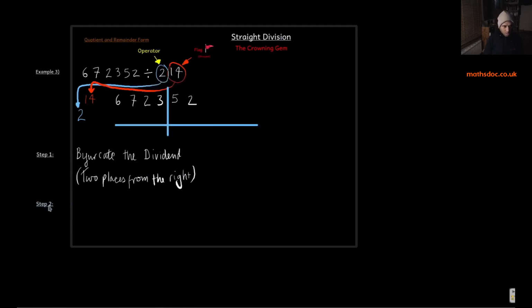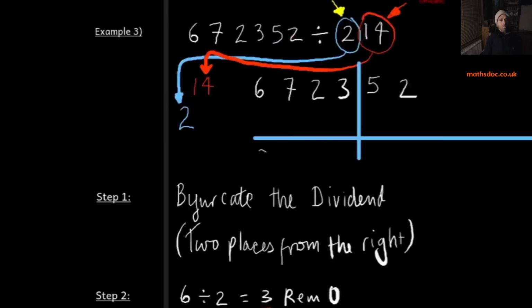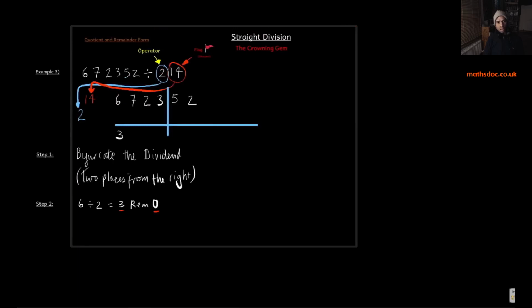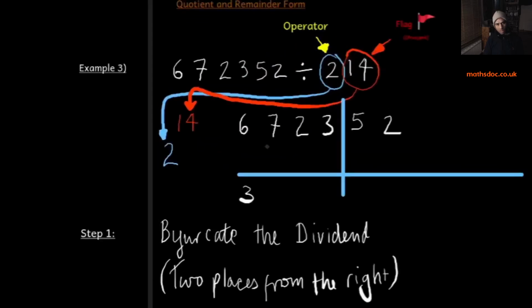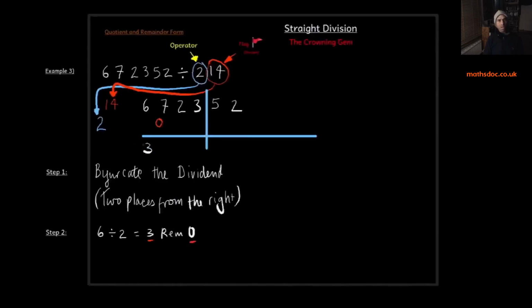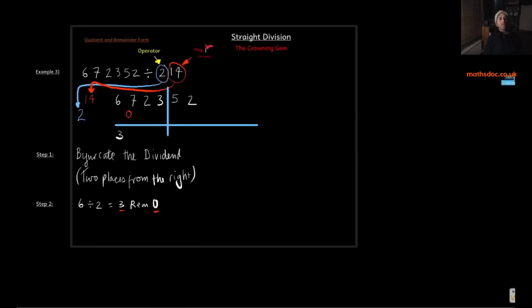Step 2. We take the 6, divide by the operator, which is 2, and we get 3 remainder 0. So as before, put the 3 in there, and prepend the 0 to the 7 of the dividend. Okay, we can move on to step 3 now. We've got a gross dividend of 7, or 0.7.